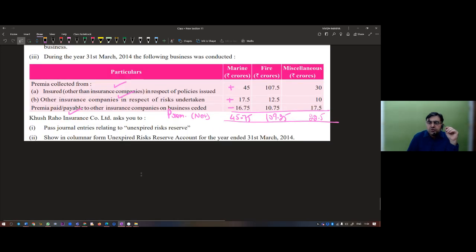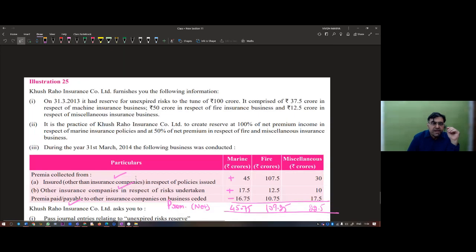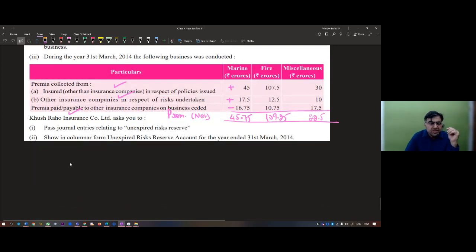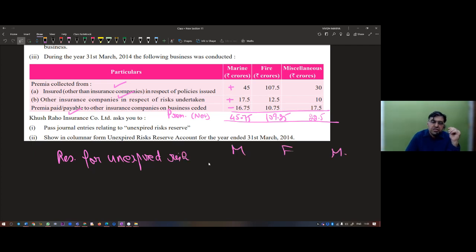So reserve is to be created for marine. There is a spelling mistake. Instead of machine, it is marine. Marine, not machine. In marine business, the reserve for unexpired risk: marine 100%, fire 50%, miscellaneous 50%.